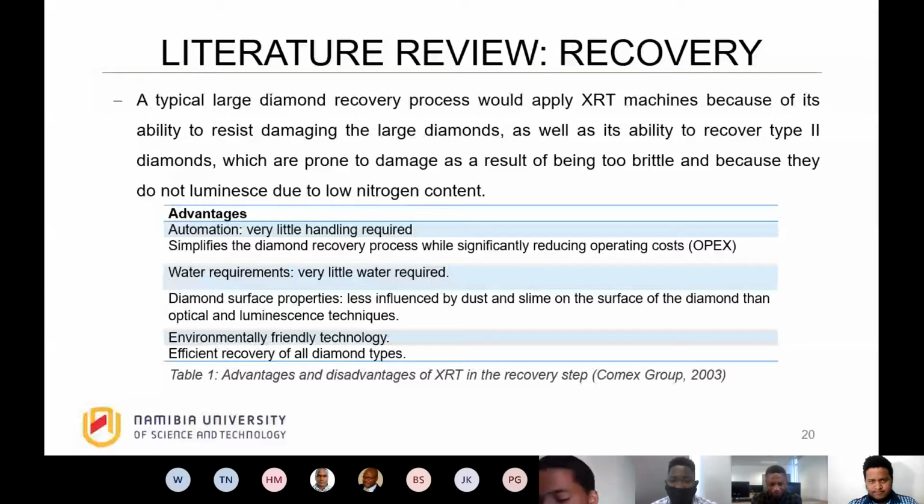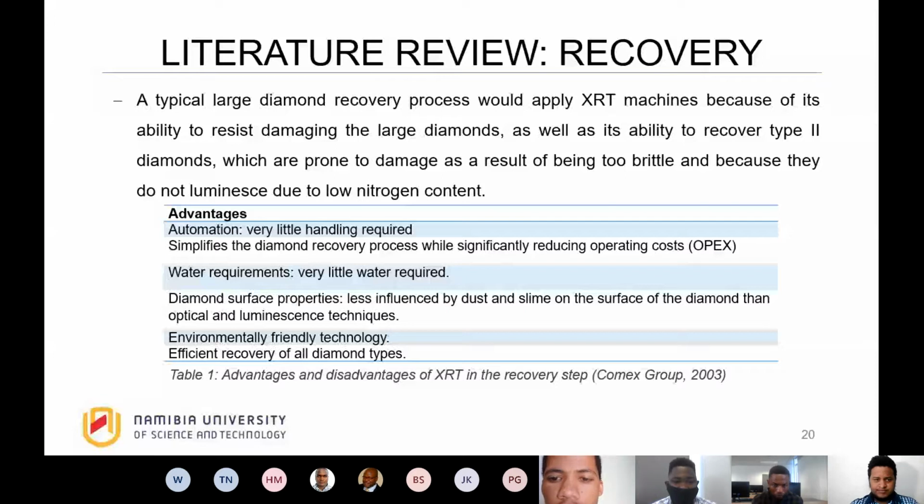Especially if you look at type 2 diamonds, because type 2 diamonds are prone to damage as a result of being too brittle. And also they do not luminesce due to the low nitrogen content. Now, the thing about luminescence is that your diamonds have a carbon lattice with nitrogen atoms present as well, and these nitrogen atoms are responsible for giving that luminescence. If you look at your type 2 diamonds, they have a very low nitrogen content, meaning luminescence will be a problem in that case. But your XRT does not worry about luminescence because it detects all types of diamonds.